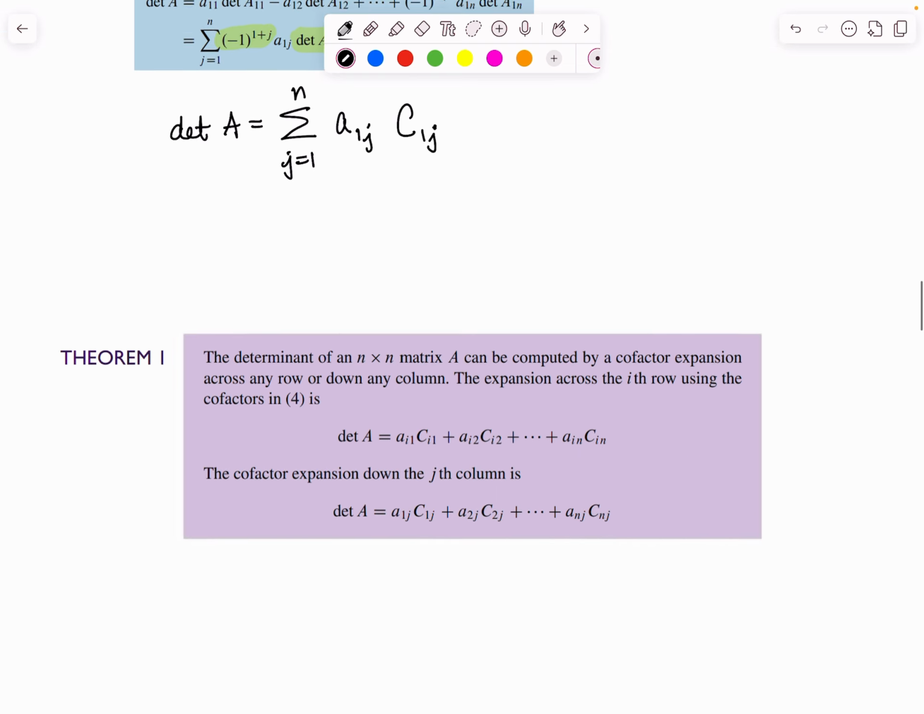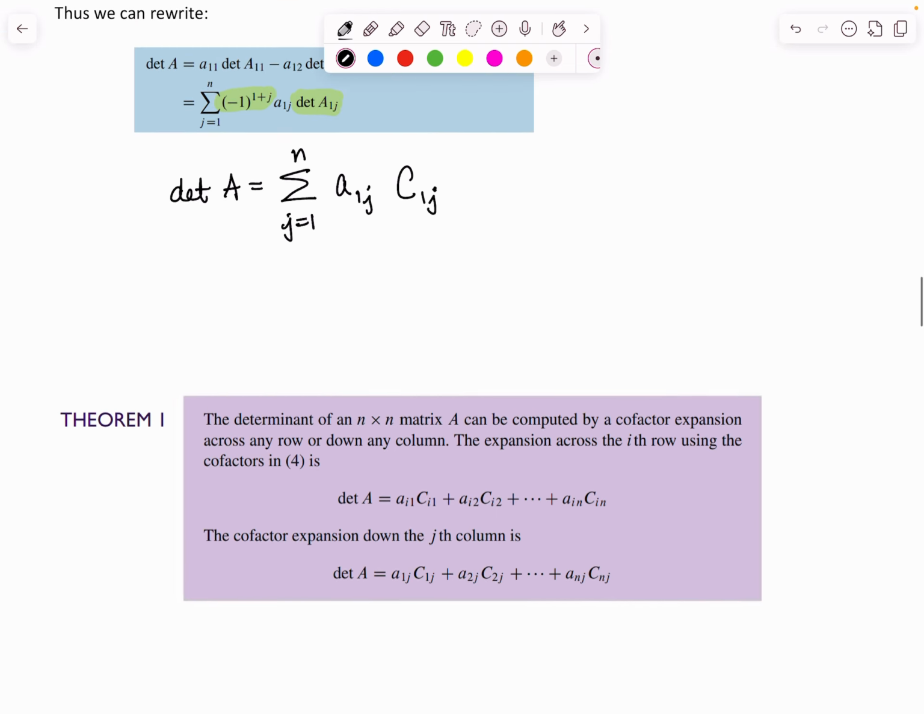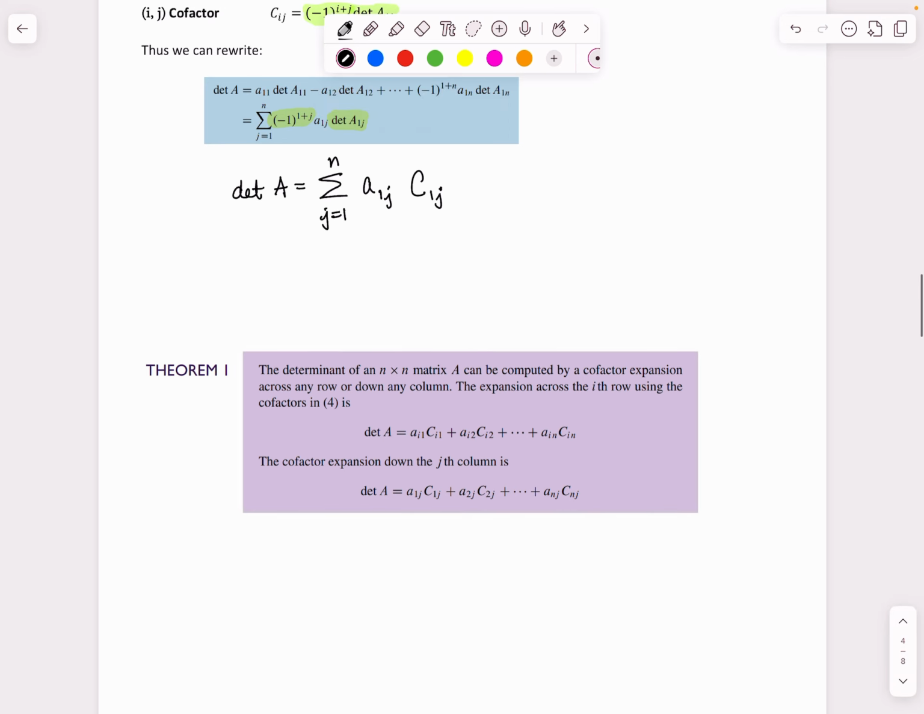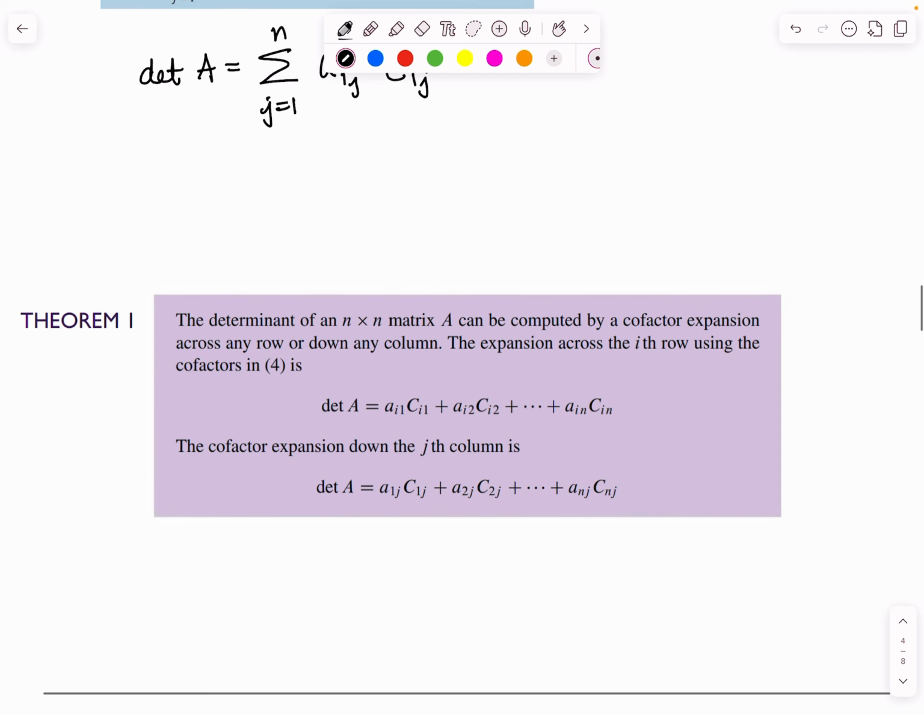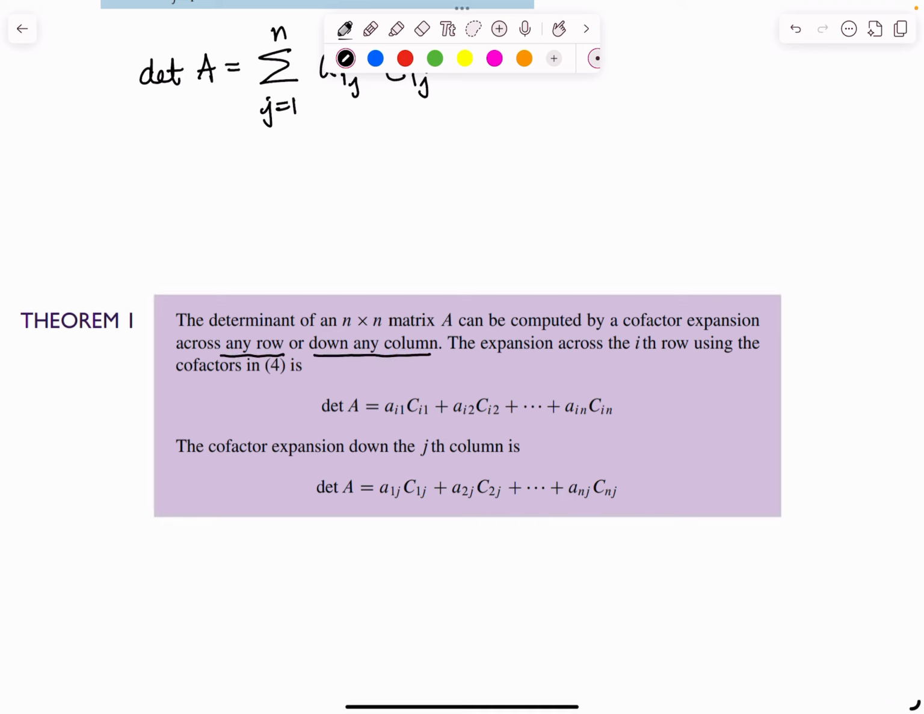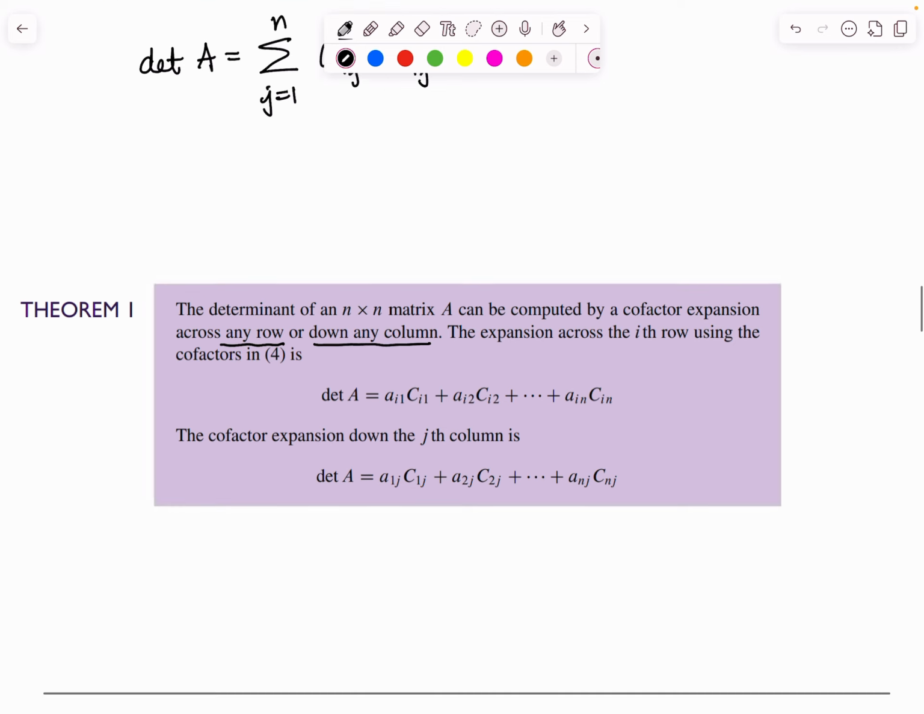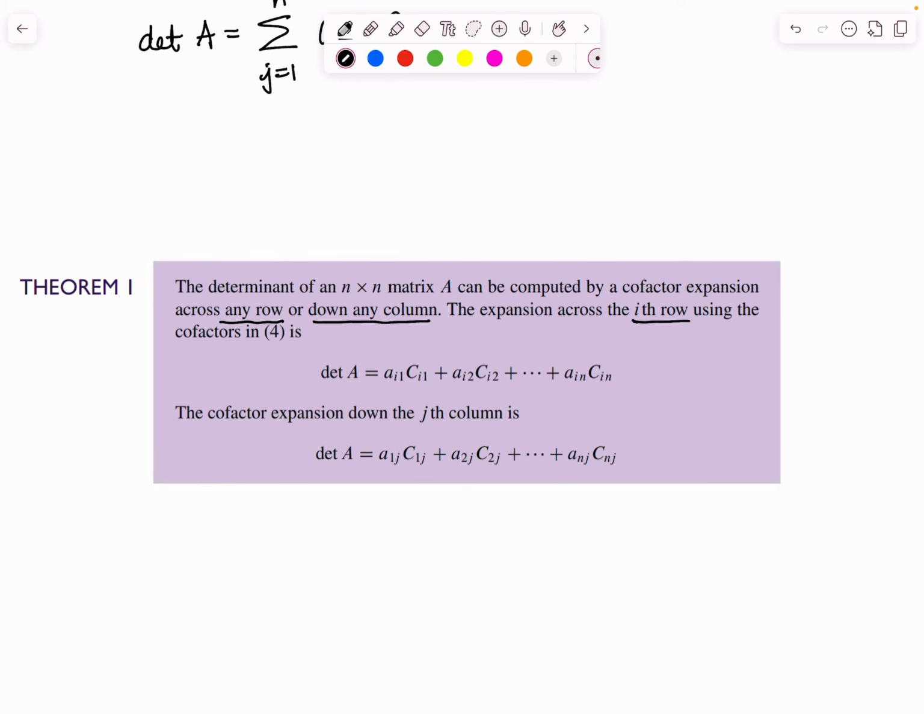So if we're doing this here, it turns out there's this theorem that says the determinant of an n by n matrix can be computed by a cofactor expansion across any row or down any column. It doesn't have to be just across the first row. And if you go across the ith row, what you're doing is you're fixing the row, which is what we did the first time. We fixed it, I was 1. But we could do 2, we could do 3. Or we could fix the column.